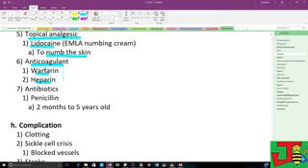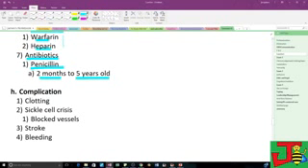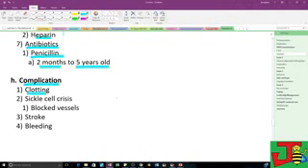Another type of medication will be antibiotics. Penicillin is recommended for patients that are 2 months to 5 years old. And lastly will be complication. I put clotting here because the sickle-shaped cells will just get stuck with each other. They're not bouncing around like the normal red blood cell. They get stuck and form an occlusion of the vessels.